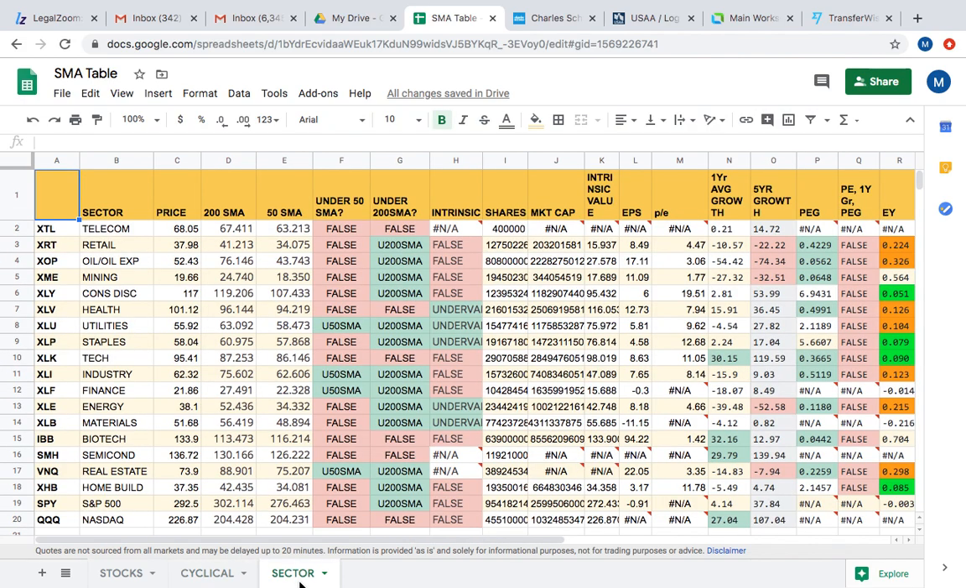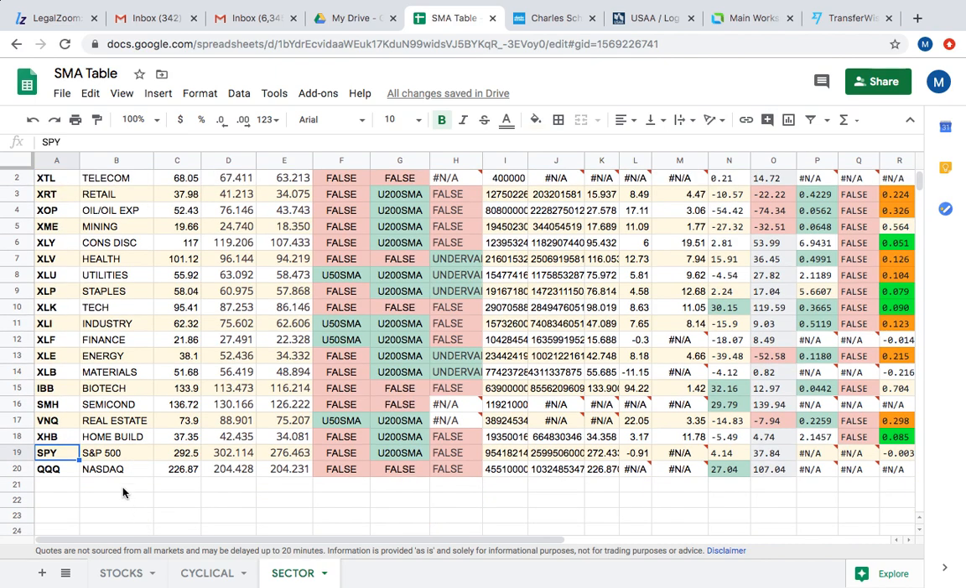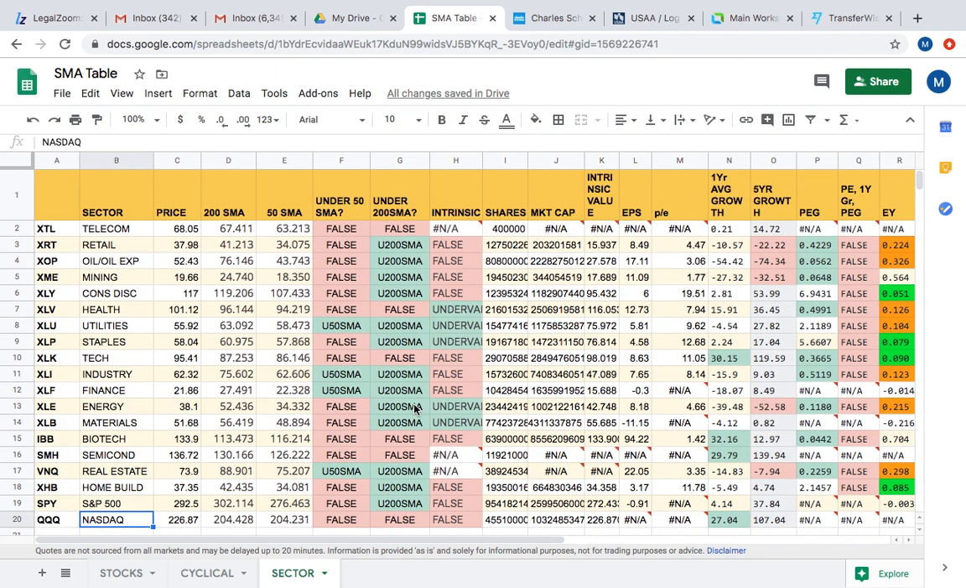All right, so we'll switch over to the sector chart. I don't want to take up too much of your time, but basically on this sector chart, I've got ETFs that cover all the major sectors, so telecom, retail, oil, mining, consumer discretionary. We've got health, utilities, staples, tech, industry, finance, energy, materials, biotech, semiconductors, real estate, home builders. Then I've got the S&P 500 and the NASDAQ for comparison.